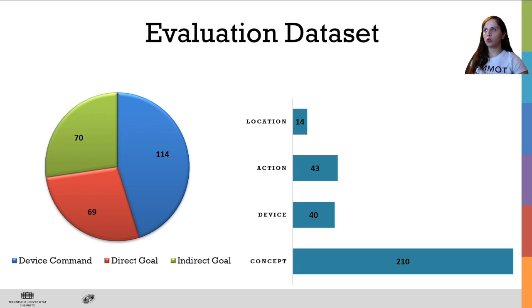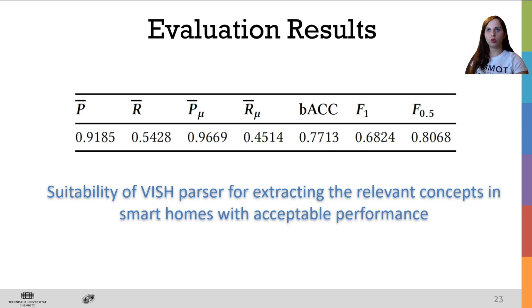Here you can see the distribution of the data set in terms of the different type of goals. So we have 114 device commands, 69 direct goals, and 70 indirect goals. The bar chart here shows the number of unique locations, actions, devices, concepts among the total goals that were collected. Based on the ground truth, our proposed approach has a precision of 0.9 and it has a medium recall of 0.5.